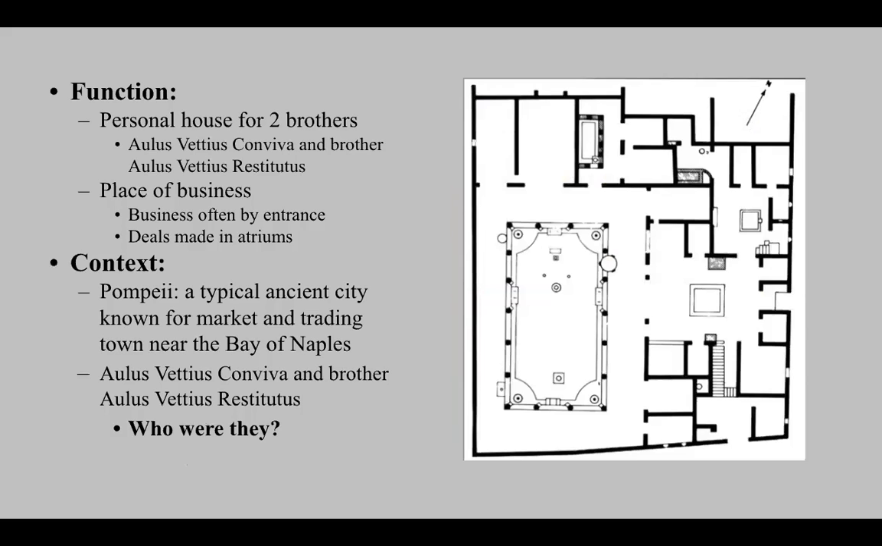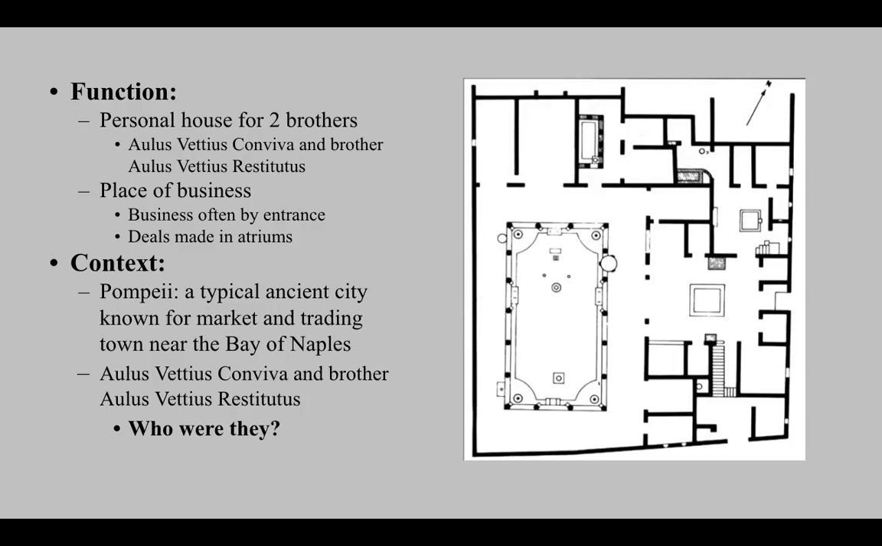Okay, so the function of this would be a personal house for two brothers, Aulus Vettius Conviva and his brother Aulus Vettius Restitutus. I don't even know how to say that, right? So this was where they lived. It was also their place of business, right? Typically, by the entryways into a house, so you can see there's a door here, that's where the businesses were. The businesses were in the front of the house, okay? And the deals were often made in the atrium.